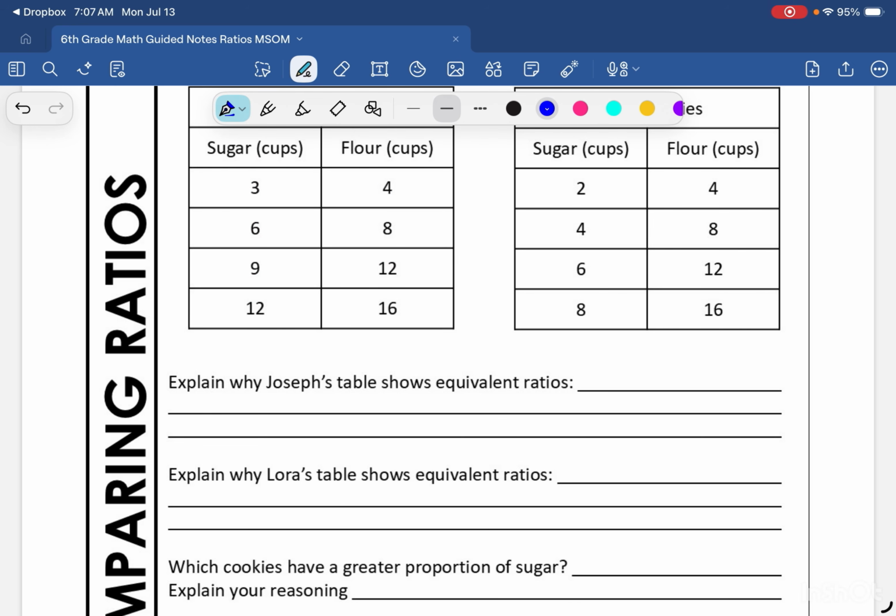Let's do equivalent ratios, and I'm going to check for 9/12 and 12/16. This is just an example. You could do something else. So I have 9/12 and 12/16. 9/12 will reduce to 3/4 because I can divide the numerator and the denominator by 3. And 12/16 will reduce to 3/4 because I can divide the numerator and the denominator by 4. So the ratio 9/12 is equivalent to 12/16.